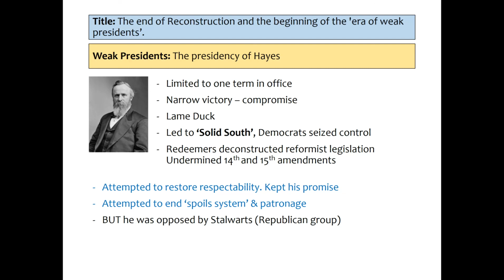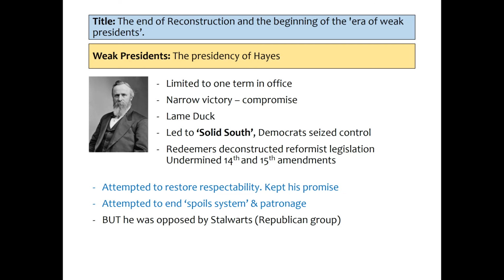But he was heavily opposed by a group of Republicans called the Stalwarts. They were ambitious Republicans who wanted to stop what Hayes was doing, and they heavily influence our next election when Hayes does not seek re-election in 1880. We'll be looking at that in the next lesson.